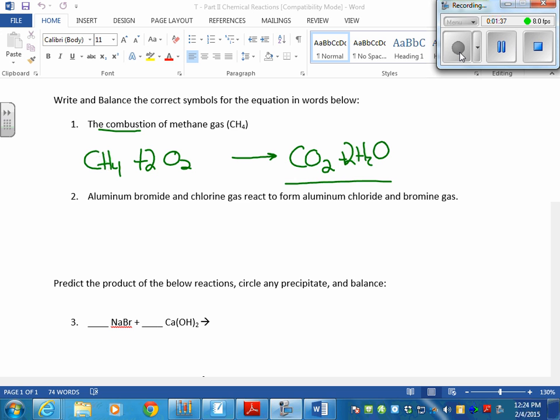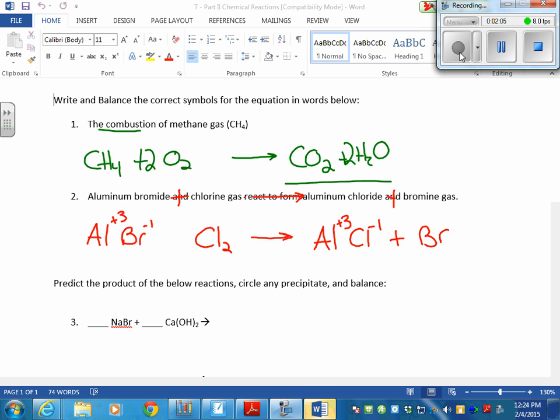Aluminum bromide and chlorine gas react to form aluminum chloride and bromine gas. Ands are your plus signs. React to form is your arrow. Aluminum bromide. Aluminum, look up its oxidation state: +3. Bromine is -1. Chlorine gas, a Hofbrinkel, is Cl2. Arrow, aluminum chloride, Al, look up its oxidation state. Chlorine is -1. And bromine gas, a Hofbrinkel, is Br2.